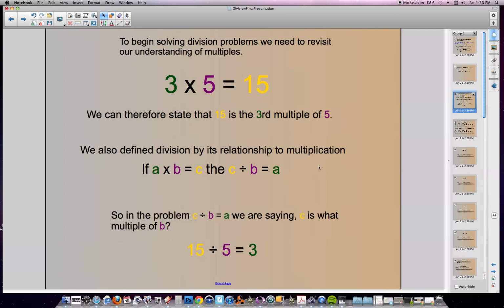We also talked about things in the context of multiples. 3 times 5 equals 15. That means 15 is the third multiple of 5. If we count up by 5s, we go 5, 10, 15. The third number is going to be 15. And therefore, for 15 divided by 5, we're saying, what multiple of 5 is 15? Well, it's the third multiple: 5, 10, 15.